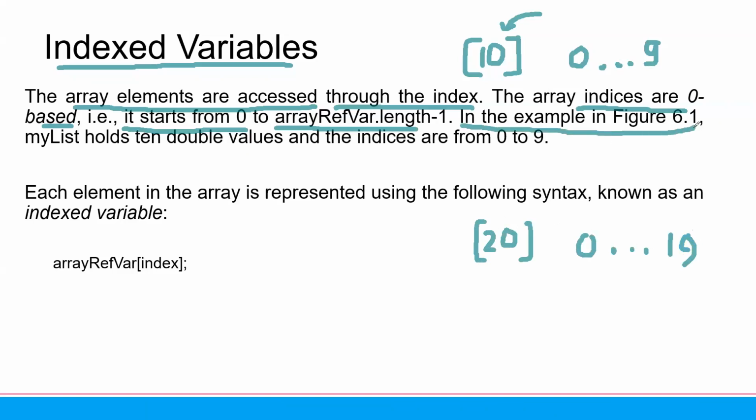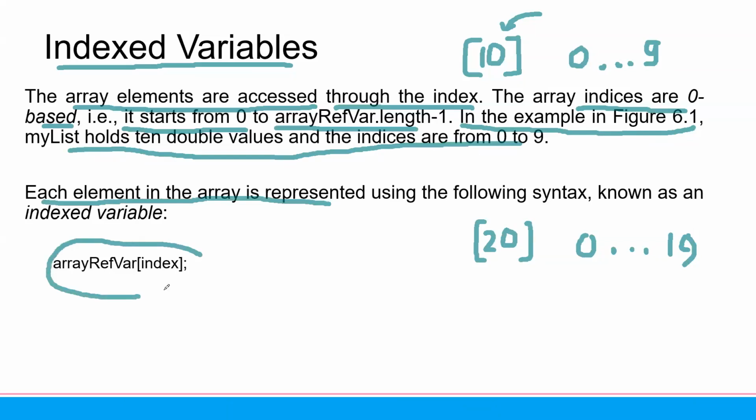So in the example before, my list holds 10 double values. So the index are from 0 until 9. And in order to see the element, each element of the array is represented using this syntax. So if I have the variable mylist, and then if I want to see the index 0, then you can just put 0 inside of the square bracket.